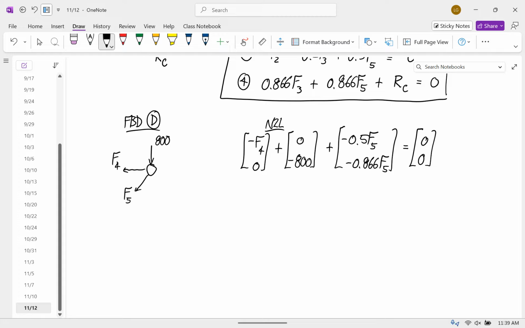And so equation 5 says negative F4 minus 0.5 F5 is equal to 0. And equation 6 says negative 0.866 F5 is equal to 800.